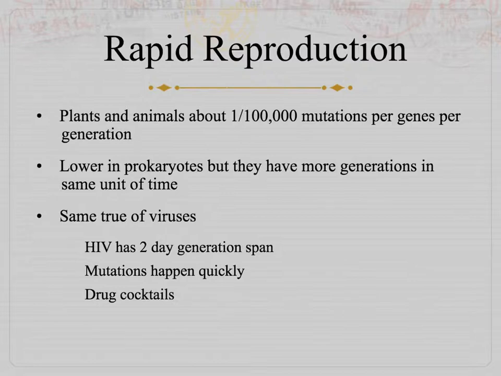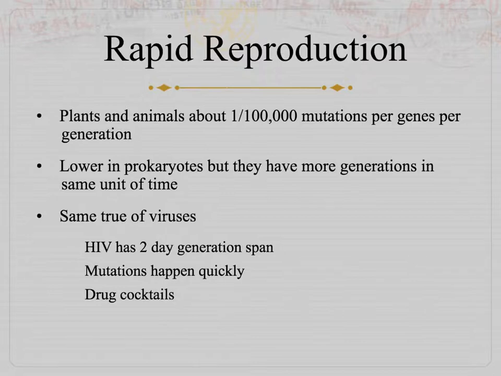Another way that we can alter genetic variation is through rapid reproduction. Plants and animals only mutate about 1 per 100,000 genes for each generation. That's actually pretty slow. Sometimes that's even lower in the prokaryotes, the bacteria, but because they have more generations in the same amount of time as we do, their evolution seems faster and we can actually visually see it. The same would be true of viruses.